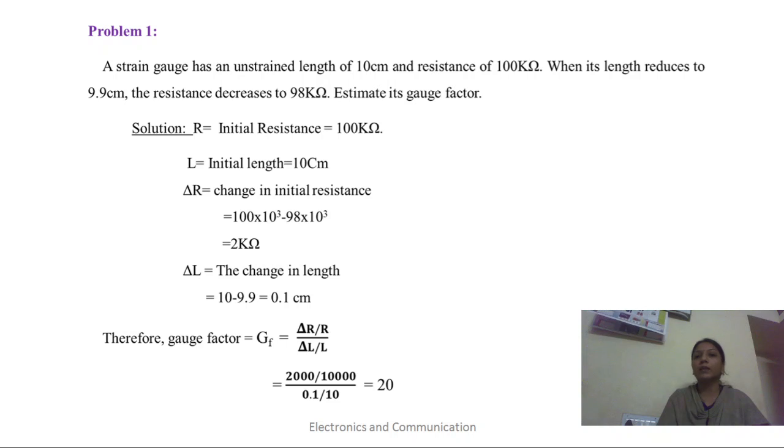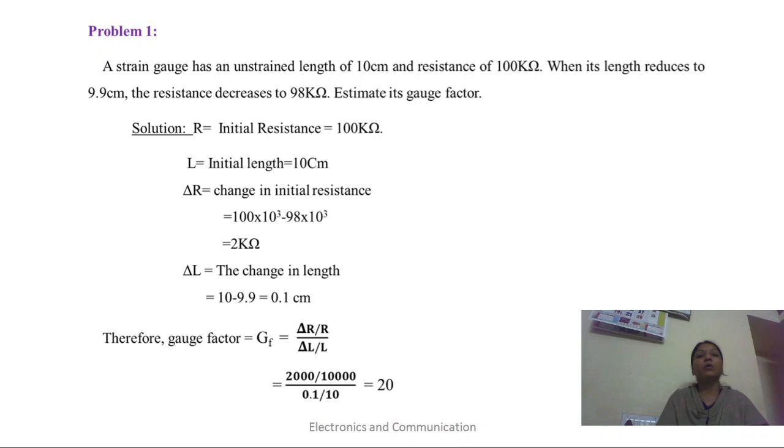L is equal to 10 centimeter and resistance R is equal to 100 kilo ohm. When its length reduces, it means you are applying a strain on that wire. Then that wire becomes 9.9 centimeter. The length reduces to 9.9 centimeter and resistance decreases to 98 kilo ohm. Then you need to calculate first delta R and delta L.